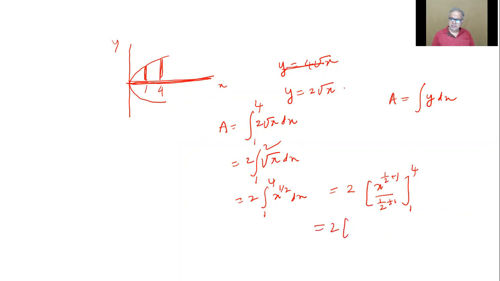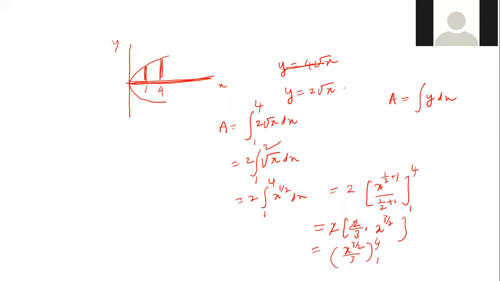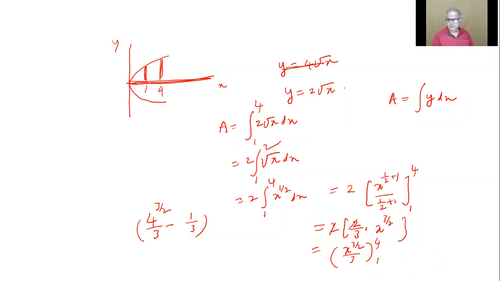So what do I get? This is 3 by 2, 2 by 3, into x root of x cubed. So this 2 going, what do I get? X to the power 3 by 2 by 3 between 4 and 1. So how much is that? 4 into 3 by 2 by 3 minus 1 by 3. Am I correct? So 8 by 3 minus 1 by 3, which is 7 by 3. How much? 7 by 3. Sir.